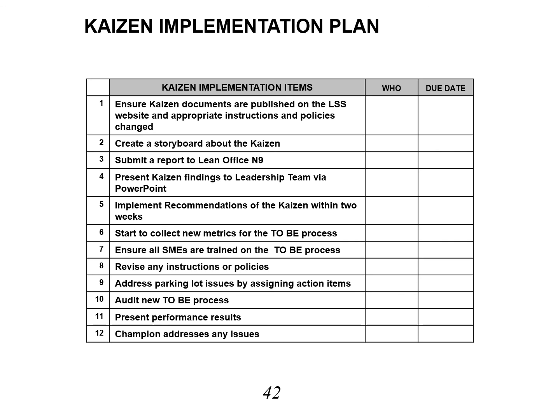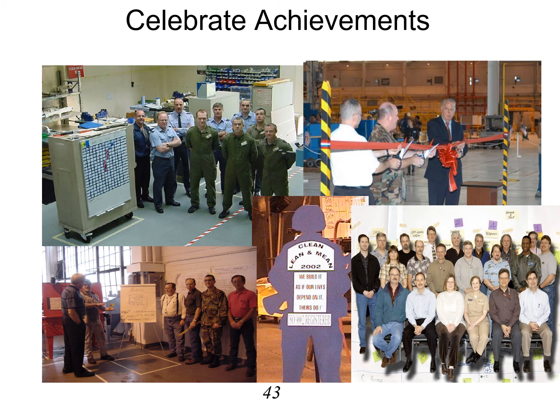Here is a Kaizen implementation plan. I do recommend using the storyboard. Make sure you collect the new metrics. Make sure you also address issues that were unresolved, or what I call parking lot issues. Make sure you audit the to-be process and present your performance results. Celebrate your achievements. You had fun, it's tough work. Make sure you celebrate them.